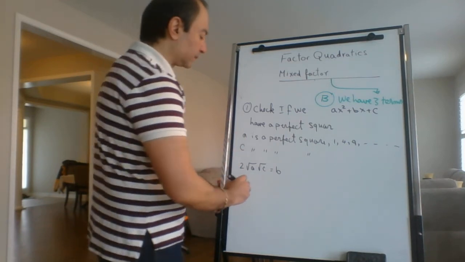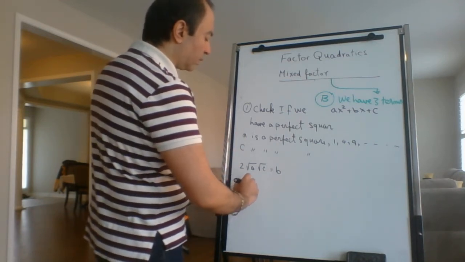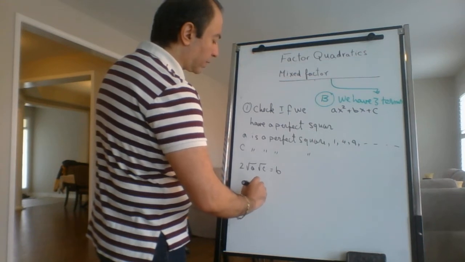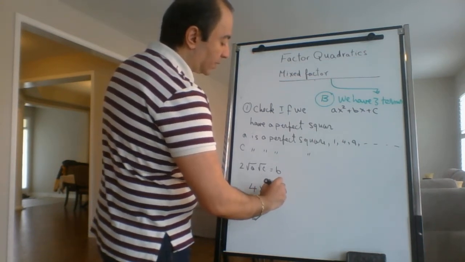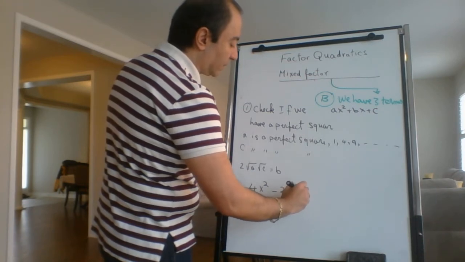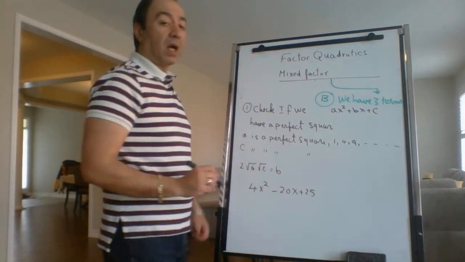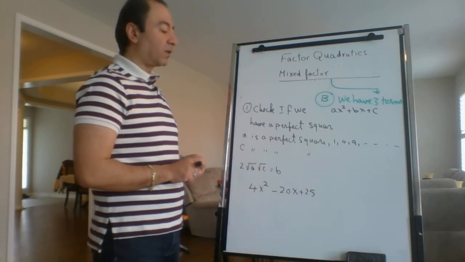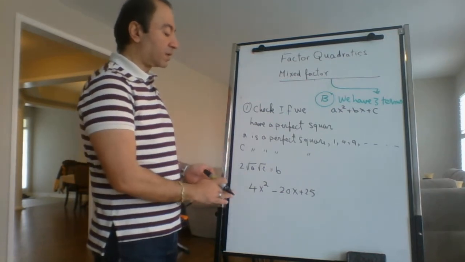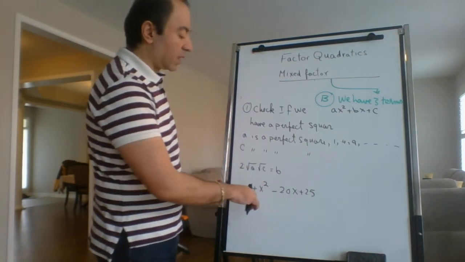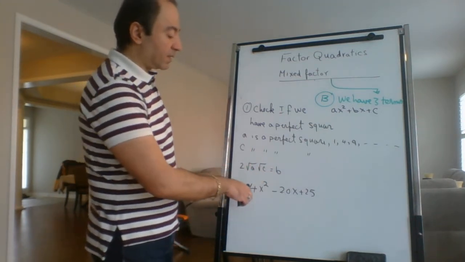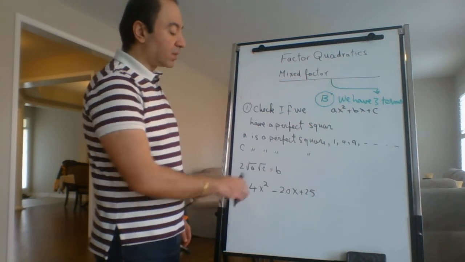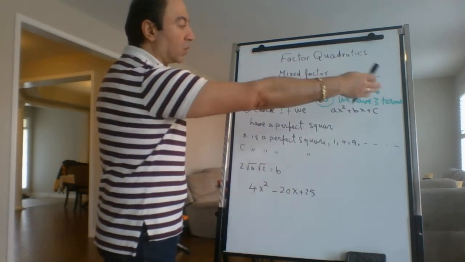Example for that, let's say we have 4x squared minus 20x plus 25. I get this quadratic and I want to factor. Okay, what is the first step? Always look for common factors. Nothing is common. Okay. Second step, is this 2 or 3 terms? Those are 3 terms.